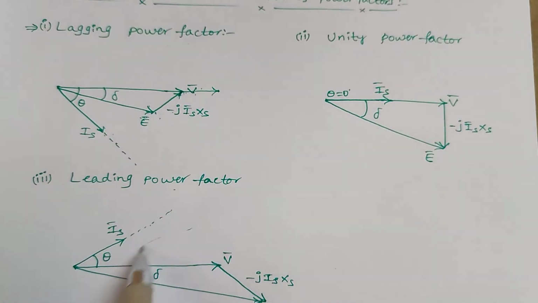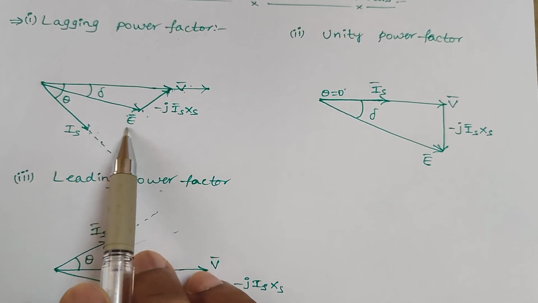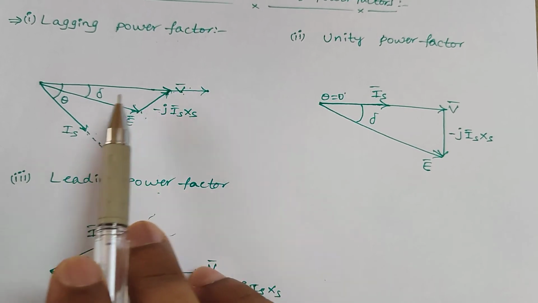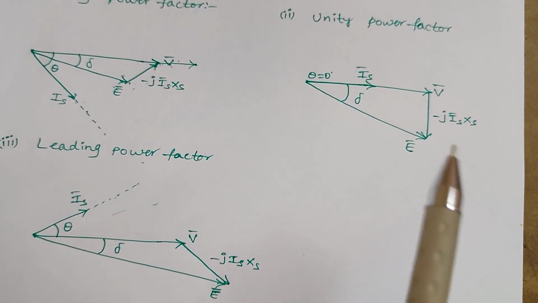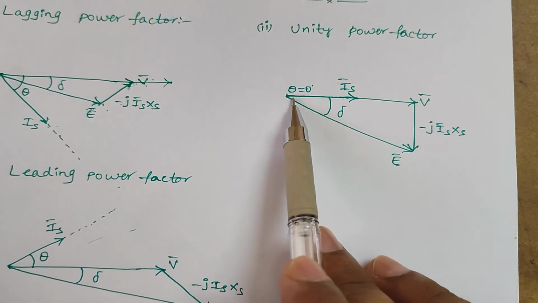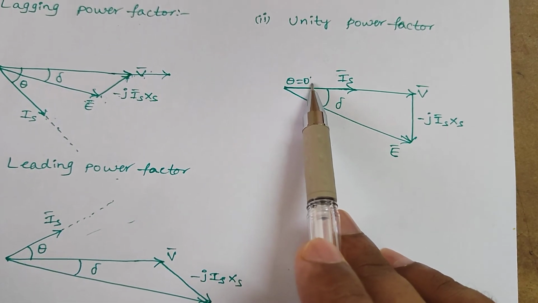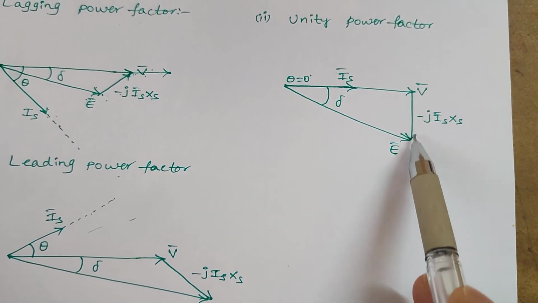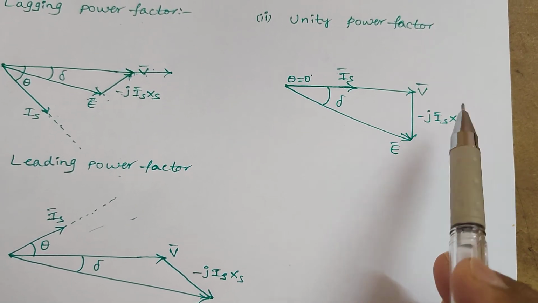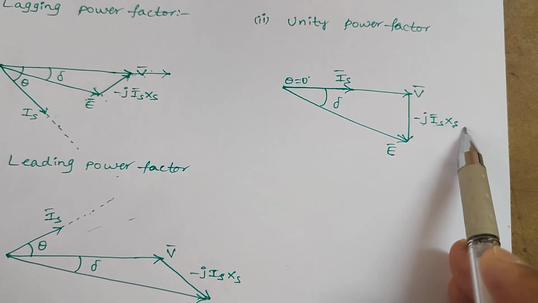So lagging power factor means current lags. Even though current lags, the induced EMF lags the supply voltage V by an angle delta. If it is unity power factor, the current is in phase with the supply voltage. That's why the corresponding power factor angle is 0 degrees. Then the corresponding reactance component is minus j Is Xs. Here also we get E equals V minus j Is Xs.